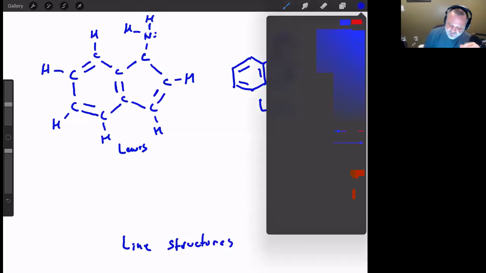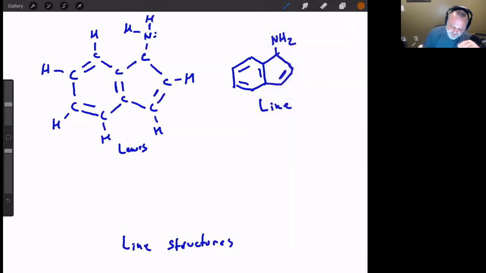At the end of the day, look what's happening. Every time there's an inflection point, a place where the line bends or meets, what is going on right there? Well, at each of those spots, there's a carbon. And so with line structures, we don't show carbon and hydrogen.